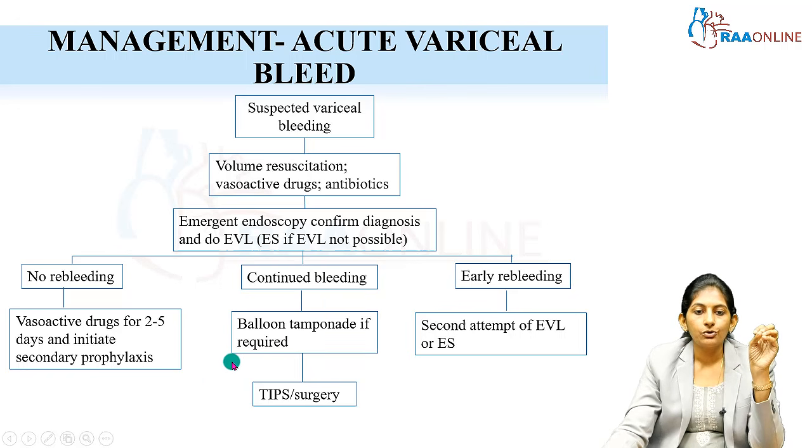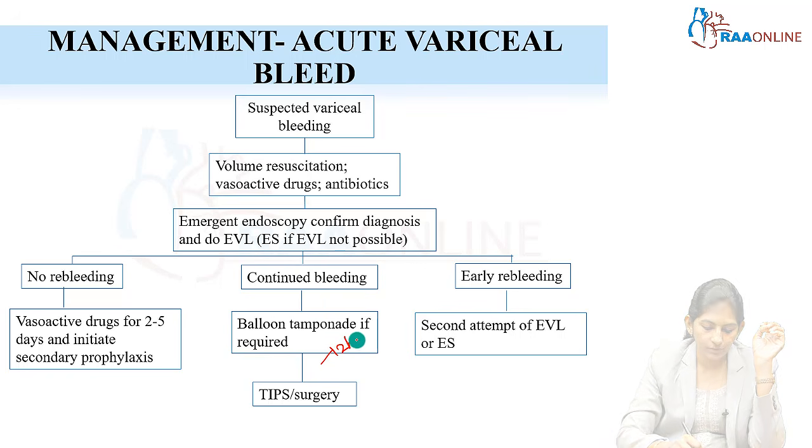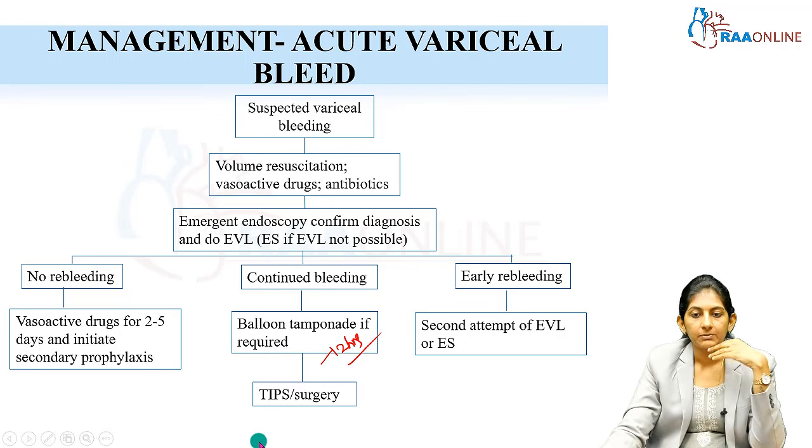If there is continued bleeding, you have done the endoscopic ligation, you have done the banding, but still there is bleeding, you do a balloon tamponade. But balloon tamponade should be kept maximum up to 12 hours in the child, not more than that. And then you can plan for a TIPS.